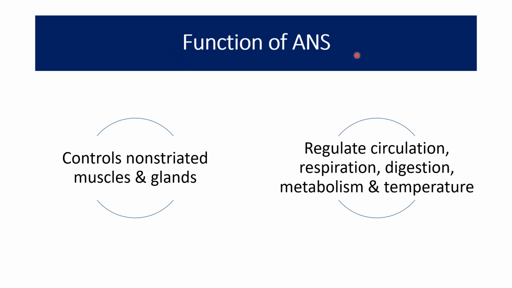The main function of the ANS is that it controls the non-striated muscle of the viscera and also glandular function. Also it regulates the circulation, respiration, digestion, metabolism and the temperature. So the autonomic nervous system is mainly for the maintenance of the vital functions.